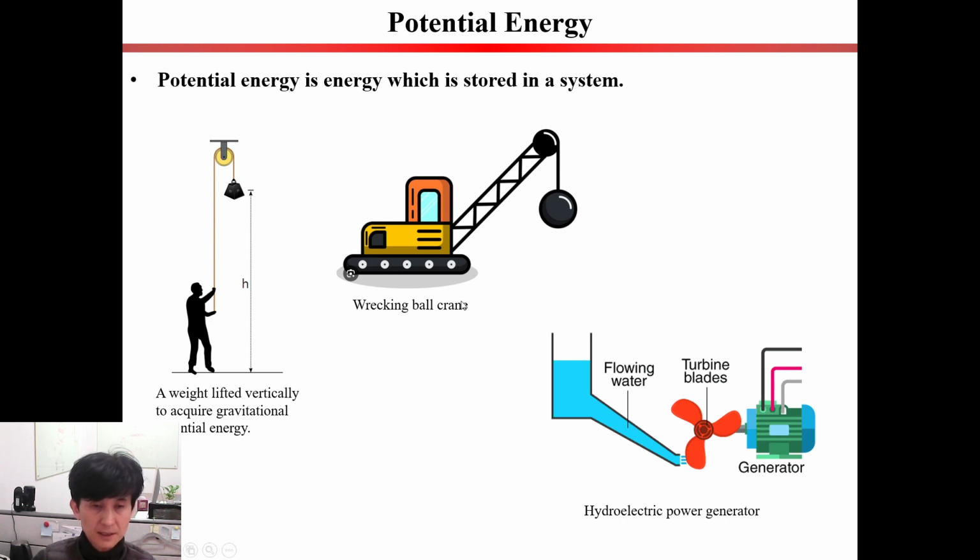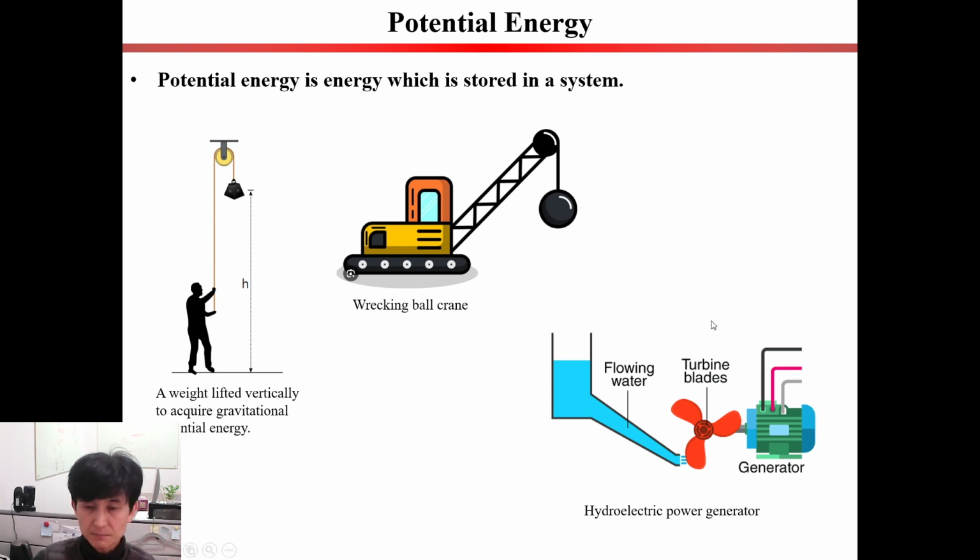There is a crane called the wrecking ball crane, which is used to destroy old buildings. There is a huge mass m mounted on the crane, and if you pull this up to a certain point and release it, then the potential energy stored in the system can destroy a building.